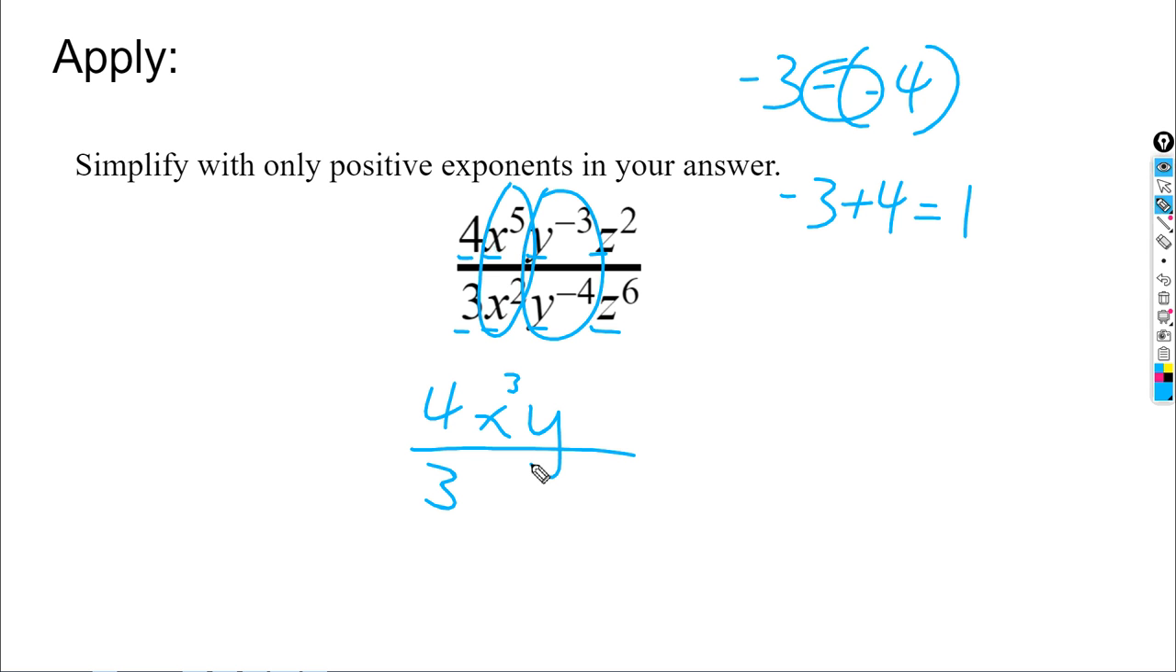For the z's, we have a z to the 2nd divided by z to the 6th. We are going to subtract those. 2 minus 6 gives us negative 4. Now we could write z to the negative 4th right here, but since it's negative, where is it ultimately going to go? Into the denominator, and so we would have a z to the 4th power. I don't write the negative. Instead, I simply throw it into the denominator, and that would be our final answer. 4x to the 3rd power y divided by 3z to the 4th power.